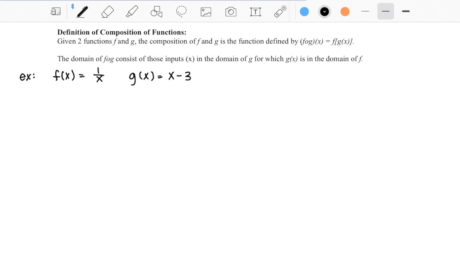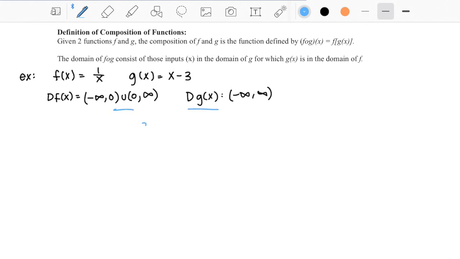So just looking at the domain of f of x by itself, I know it's a rational function, and my denominator, which is just x, cannot equal 0. So my domain is from negative infinity to 0, exclusive, union 0 to infinity. Now g of x is a linear function, so there are no restrictions on the domain of g of x. So according to our definition, we're looking for inputs for g which provide g of x's that fit our domain of f of x. So we know that our domain of f of x does not include 0, which means that g of x cannot equal 0.